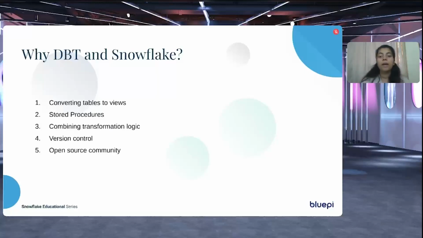Then there is combining transformation logic. So DBT groups similar transformation logics together using DBT tags. Also, there is version control that we discussed. So DBT supports version control by integrating it with GitHub. And also, since DBT is open source, we can enhance the development by sharing experiences with fellow developers rather than starting anything from scratch. So it is one of the many perks that it has.